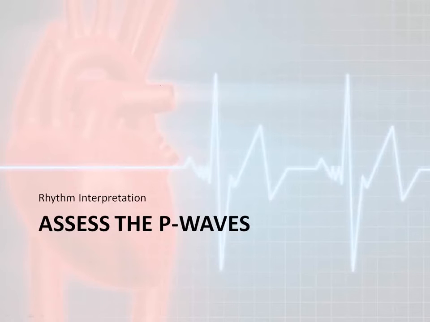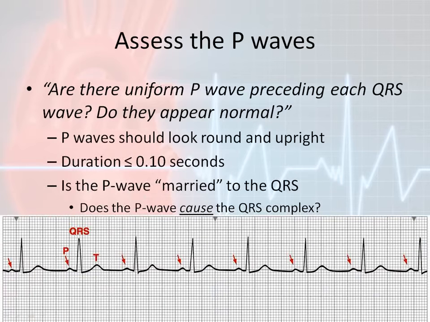Now let's go ahead and assess the P waves themselves. Let's look at the P waves. Whenever you look at the P waves, what you want to try to do is determine, are the P waves uniform? Are they preceding each QRS complex? And do they appear normal? Well, what is actually considered a normal P wave? If you remember, normal P waves should be upright and they should be smooth and round.